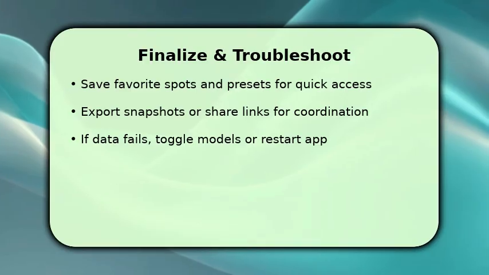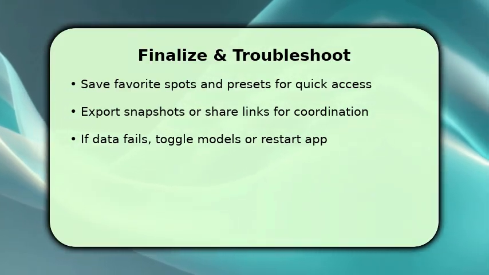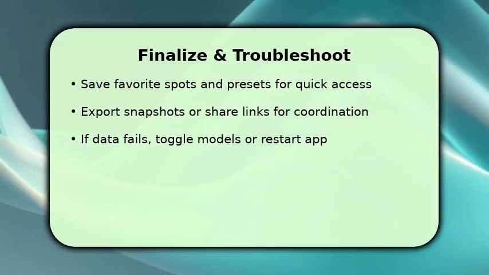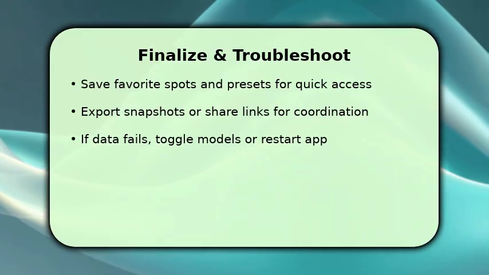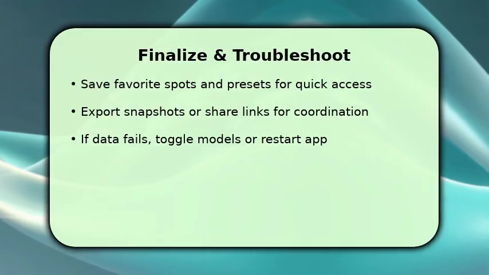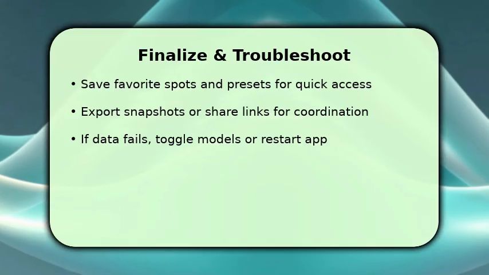If data seems stale or missing, first toggle between models, then pull to refresh or restart the app. If problems persist, confirm location permissions and network connectivity. Remember, switching models often resolves small discrepancies and restores useful forecast detail.